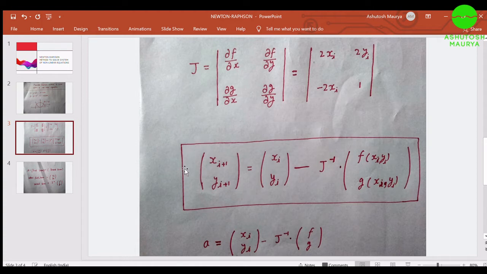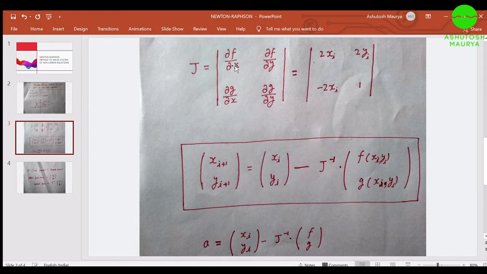This is the main formula that we will be using in Python. So x i plus 1 is the next iteration value, and this is the previous iteration. x i plus 1 and y i plus 1, this is a matrix. To make a matrix we will use numpy. This is the matrix x i plus 1 and y i plus 1, and this is another similar matrix, x i and y i, minus J inverse dot product f of x comma y and g of x comma y. So what is J?